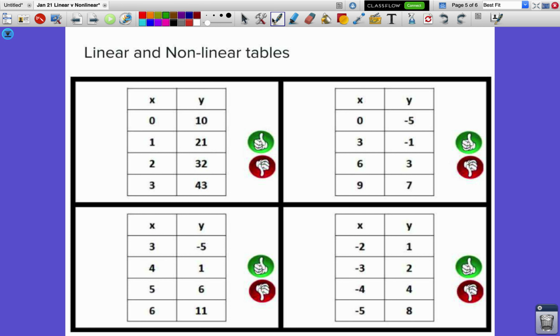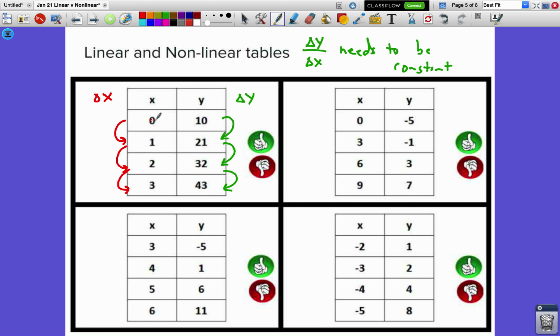Okay, so now let's deal with how to spot it in tables. So the trick to tables is that delta y over delta x needs to be constant. All right, and delta y are those little bumps going down the y side, and delta x are the changes on the x side. So how much we change over here.